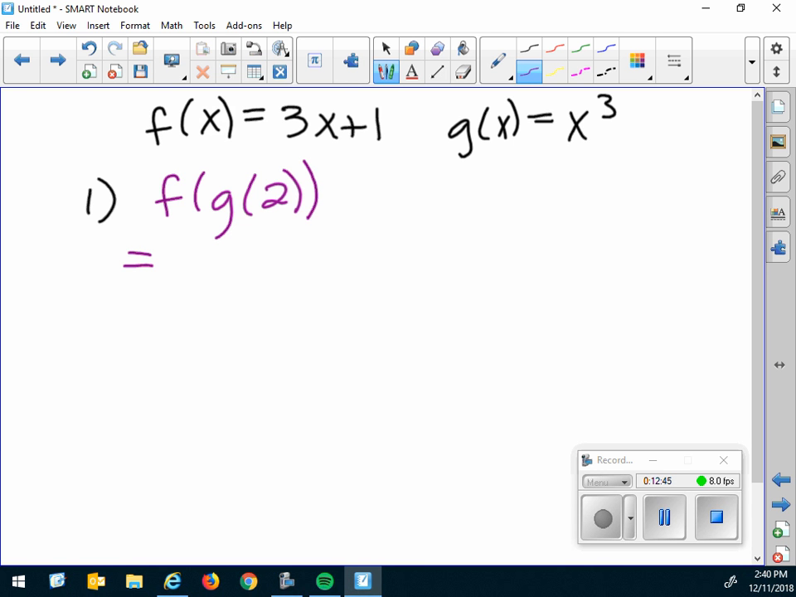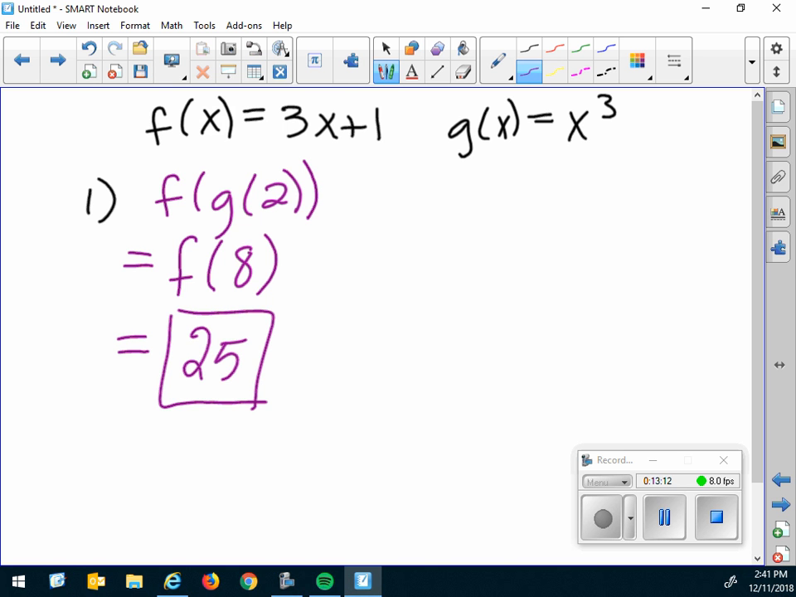Which machine gets run first? G gets run first. What is G of 2? 8. So what's going to go into F? 8. So this is F of 8. What is F of 8? That's right. There's your answer. And you just did a composition.